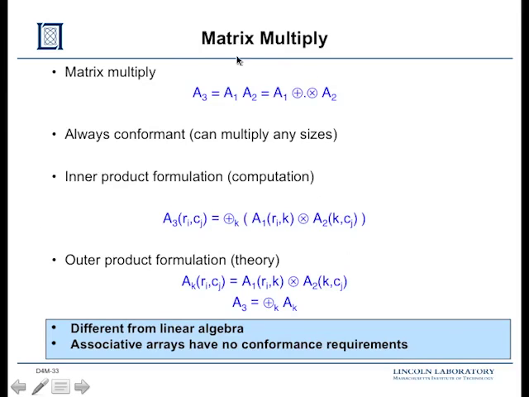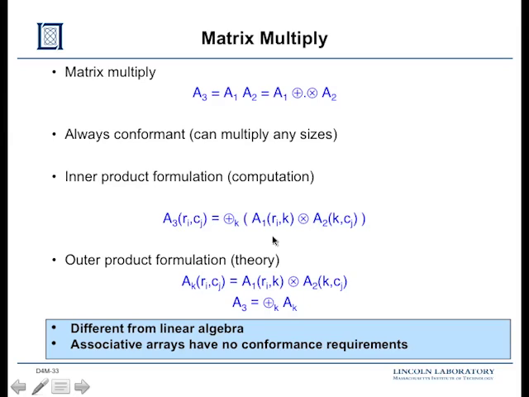Matrix multiply is sort of our crown jewel. Always conformant, you can multiply any sizes whenever you want. There's two ways to think about this. You can make your head hurt a little bit when you start dealing with the null elements, and when does the union operator get applied. When you do computation, there are two ways to formulate a matrix multiply. There's the inner product formulation, which is typically what people use when they actually program it because it tends to be more efficient. You take each row and each column, do an inner product, and then get the result.